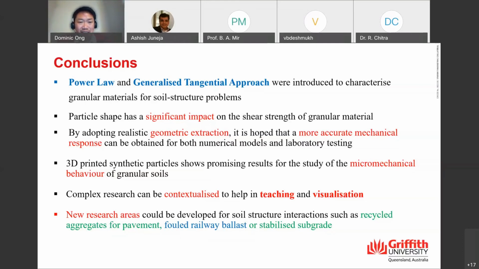This very fundamental research has been going on for the last 12 years or so, starting from when Chu graduated. Even before that, I would say this project probably started 15 years ago when Chu signed on to this project. It has been quite a while, and now we are already onto new research areas on soil structure interactions, like recycled aggregates for pavement, foul railway ballast, or even stabilized subgrade. As you can see, they are all granular geomaterials, where we could rely on our past experience and research outcome to help propel us forward.